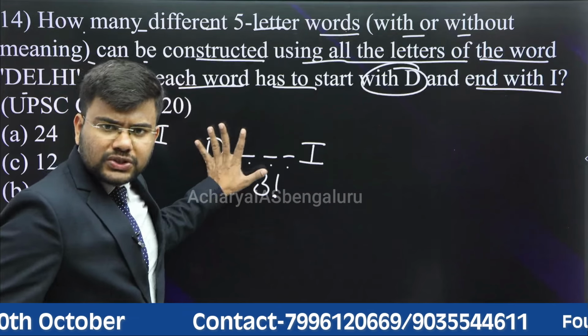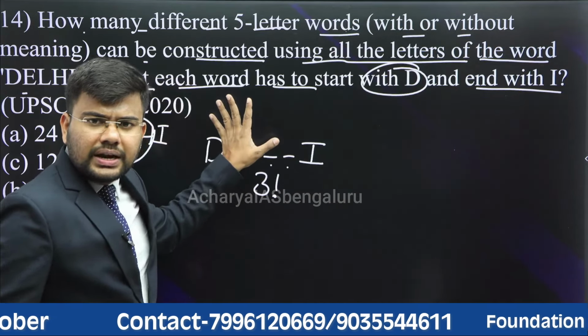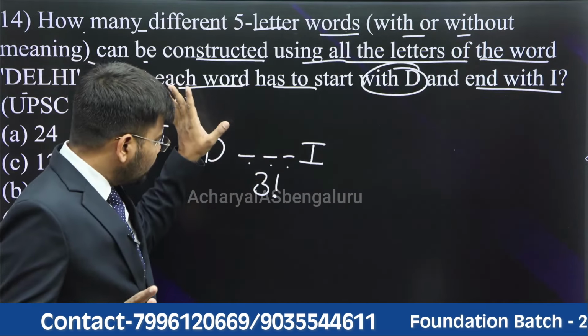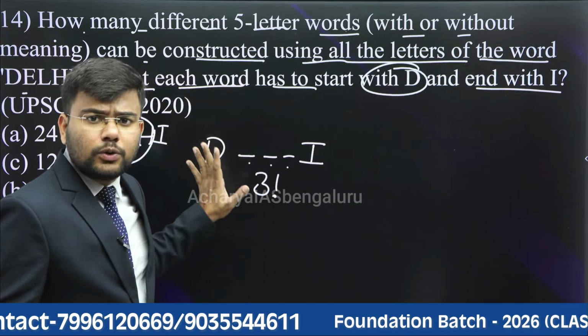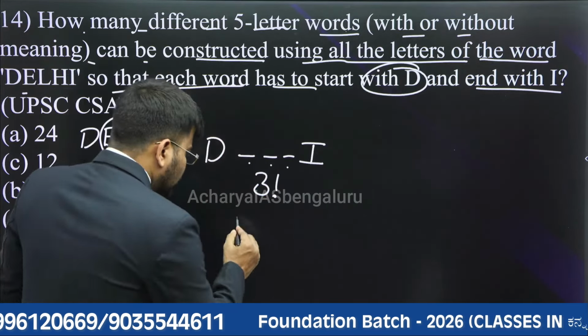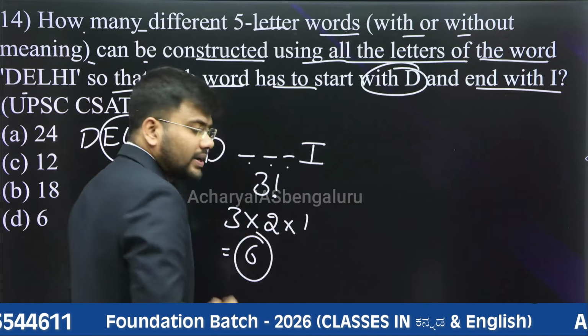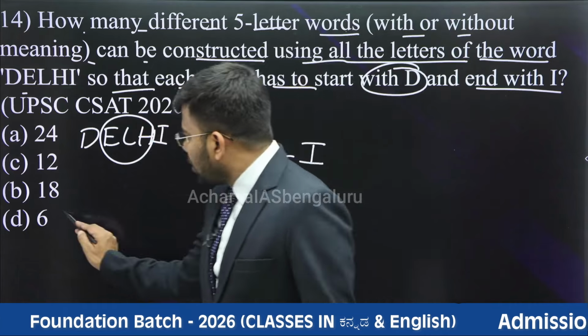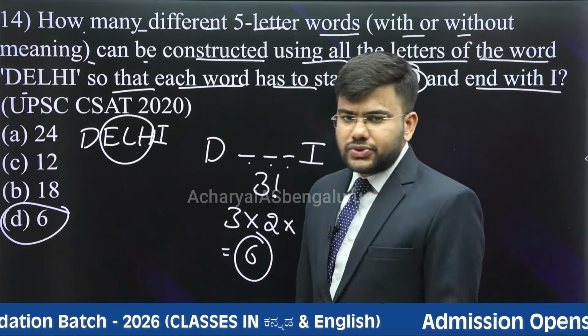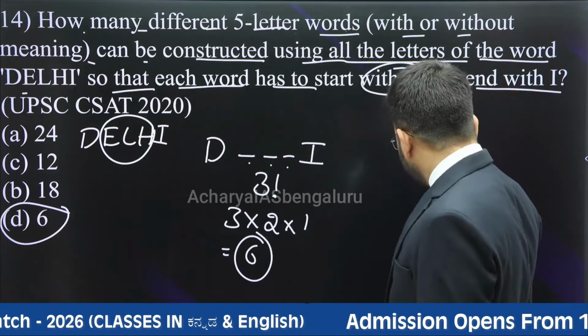Hence, I will fix D and I. Out of 5 letters, if I fix D and I, I will be left with only 3 letters. Since I have left with only 3 letters, it would be 3 factorial ways. So that is 3 into 2 into 1. That is how many words I can make? That is 6 words I can make. So option D would be the correct answer. I hope you have understood this thing.